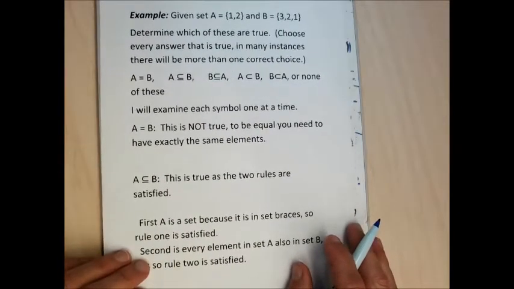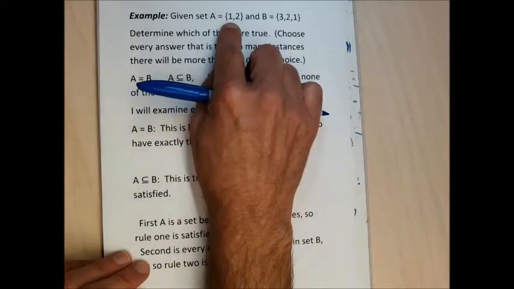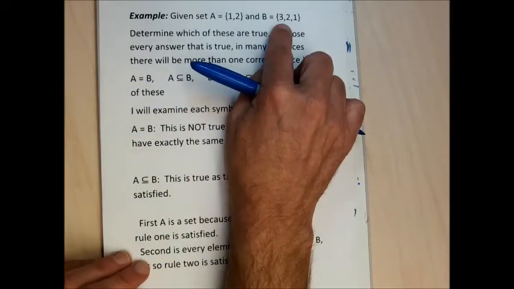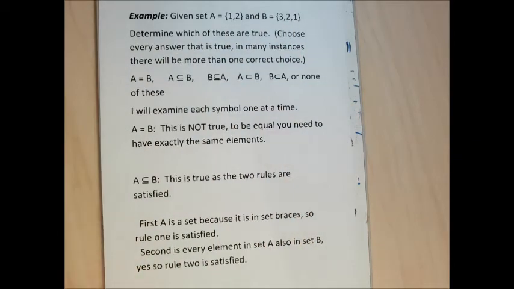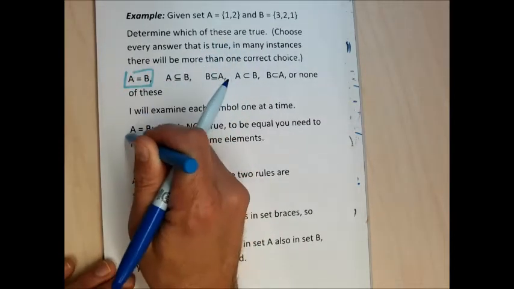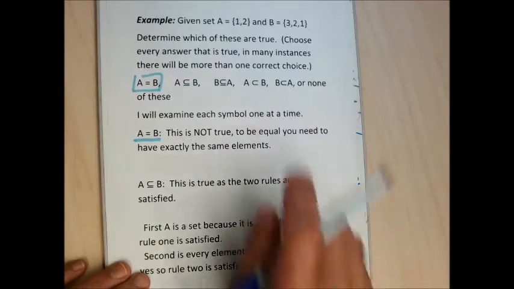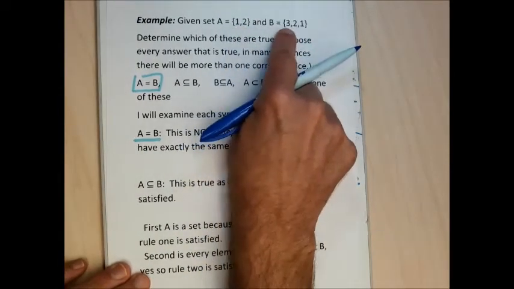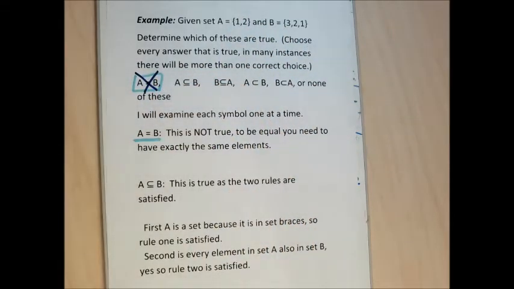All right, let's do this again with different sets A and B and figure out which of these are true. So A is a set that contains 1 and 2. B is a set that contains 3, 2, and 1. I need to, one rule at a time, figure out if they're true. So the first symbol I see is A equal to B. And for that to be true, they have to have exactly the same elements. That's not going to be true because B has a 3 and A doesn't have a 3. So I'm not going to include that symbol in my answer.